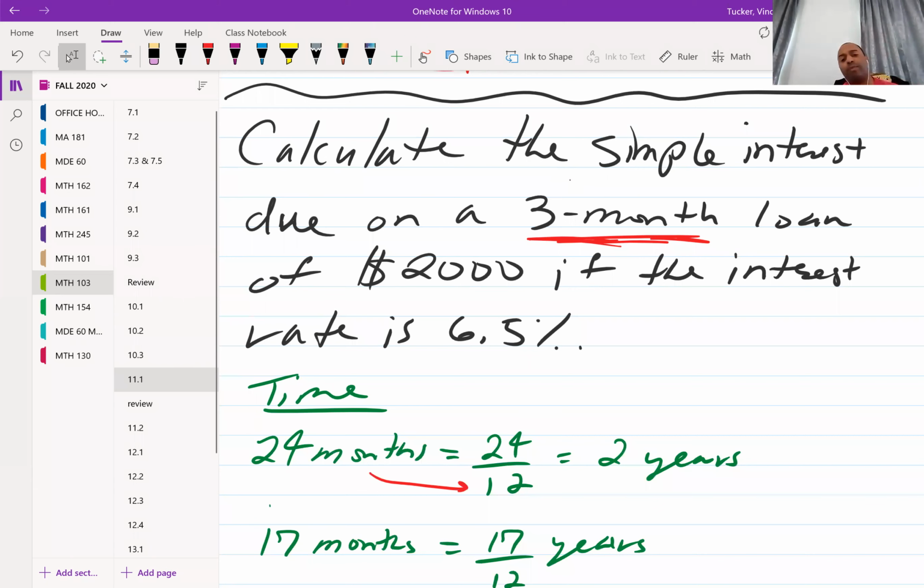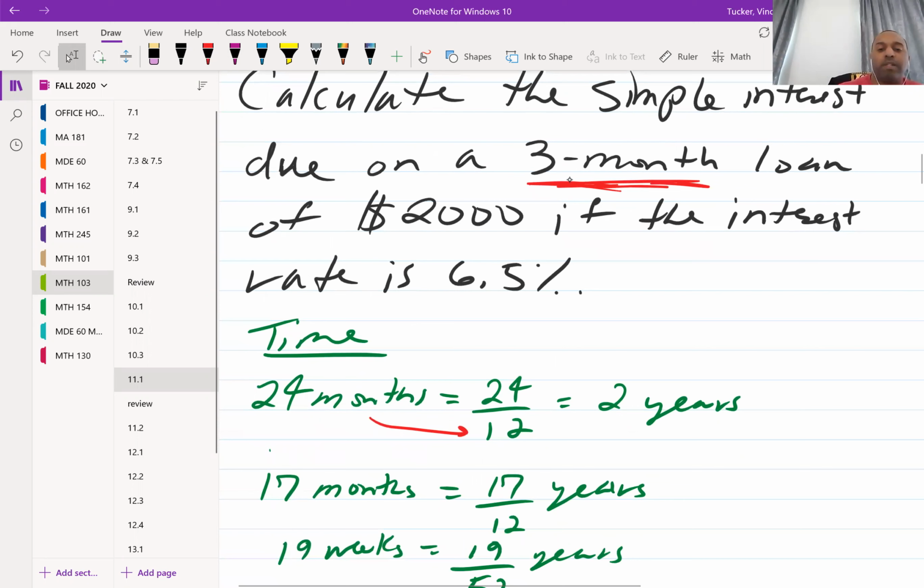So if we had 24 months, we know that's 2 years. The reason why we know that is because we take the 24 and divide it by 12. 12 months in a year, it gives us 2 years. So if it's not something divisible by 12, we still keep that same energy of dividing by 12. So that's what I did here: 17 months, divide that by 12, so that's 17 over 12 years.